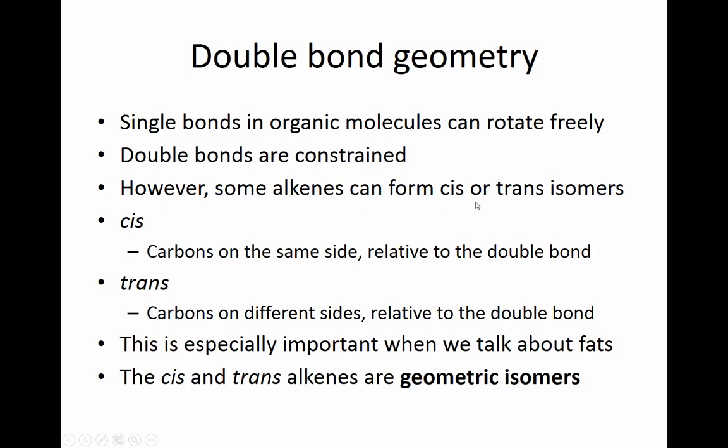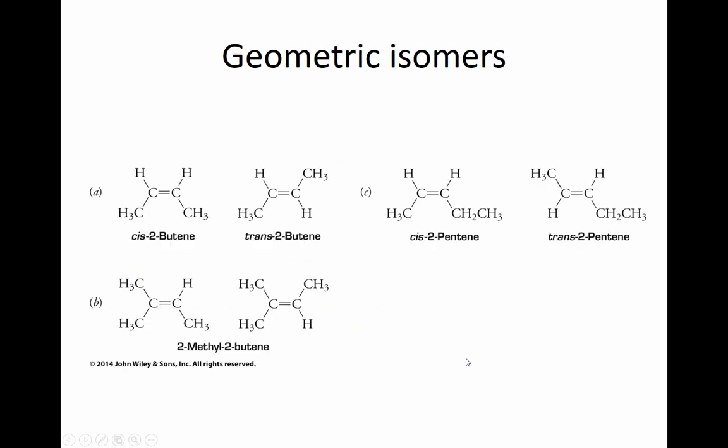Right now, some of these alkenes can form what are known as cis or trans isomers. If we're talking cis isomers, we look at relative to the double bond. With cis isomers, carbons are on the same side of the double bond, and we'll illustrate that in just one slide from now. With trans double bonds, we have carbons on different sides relative to the double bond. And this becomes especially important when we talk about fats, when we get into our special molecules. The cis and trans alkenes are geometric isomers. That's what they are. And we'll look at some geometric isomers right now.